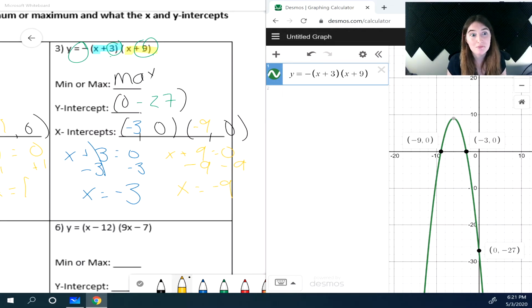So factored form is easier when we're looking for just our intercepts and our maximum, minimum. Factored form works out super easy doing it that way. We'll be practicing more this week on what factored form teaches us and tells us.